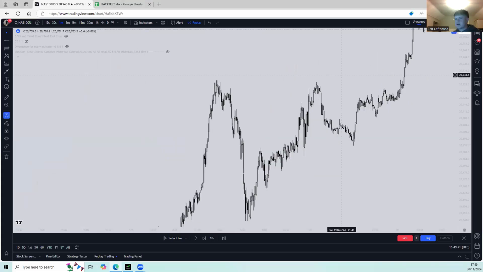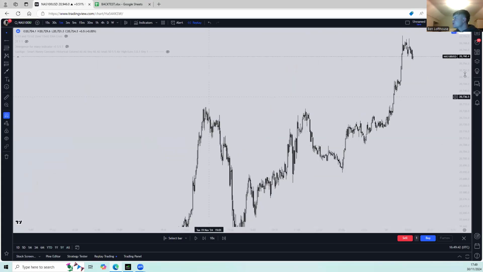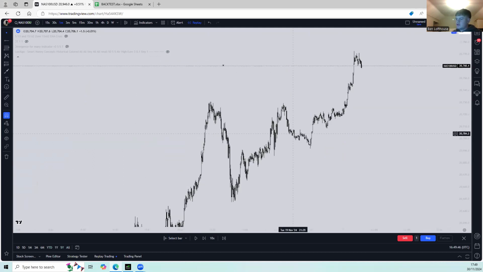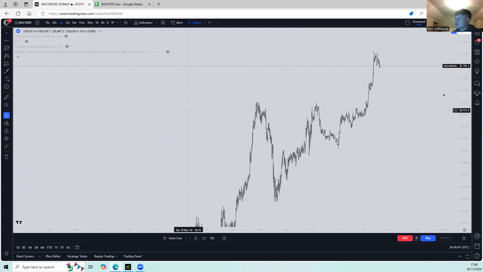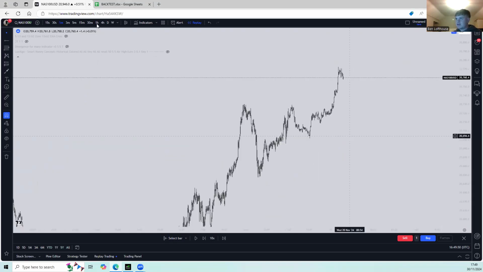Where's my anchor drawing on? 1 minute breaker structure, 5 minute banker's candle or imbalance, chandelier exit or banker's candle entry.